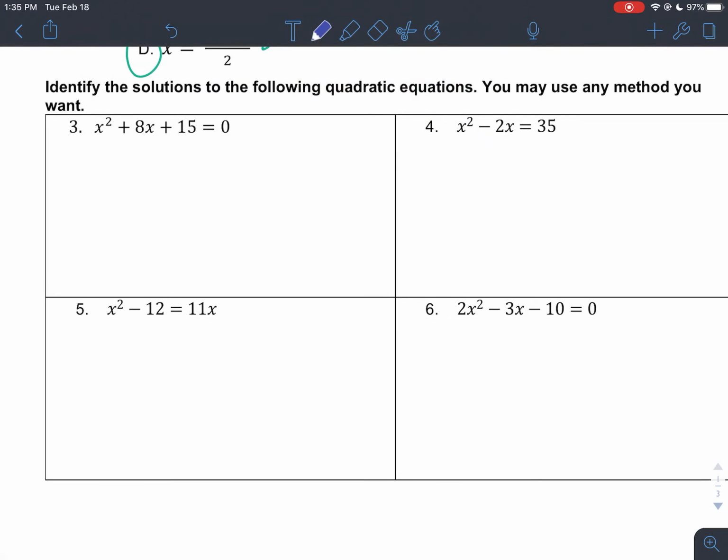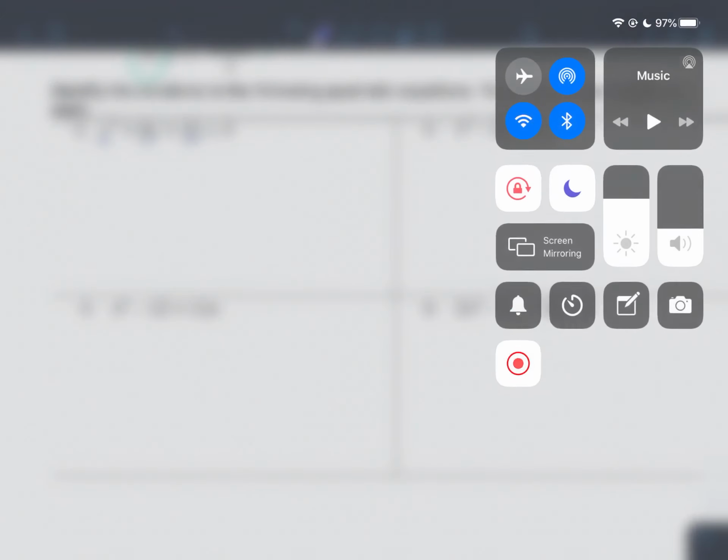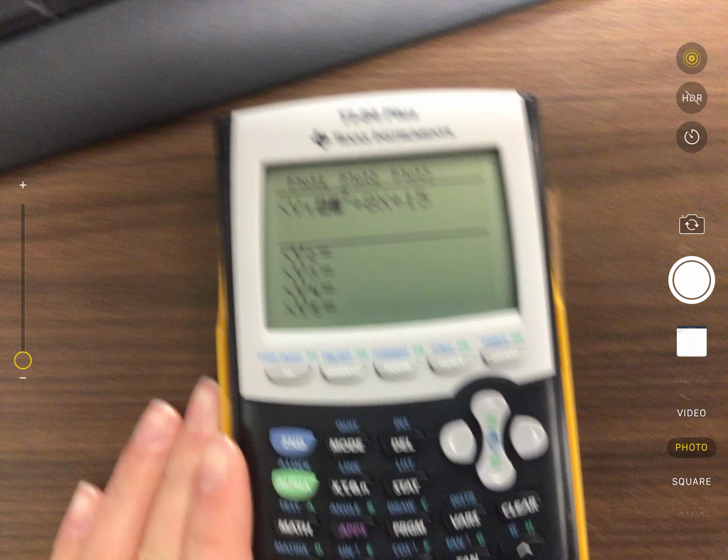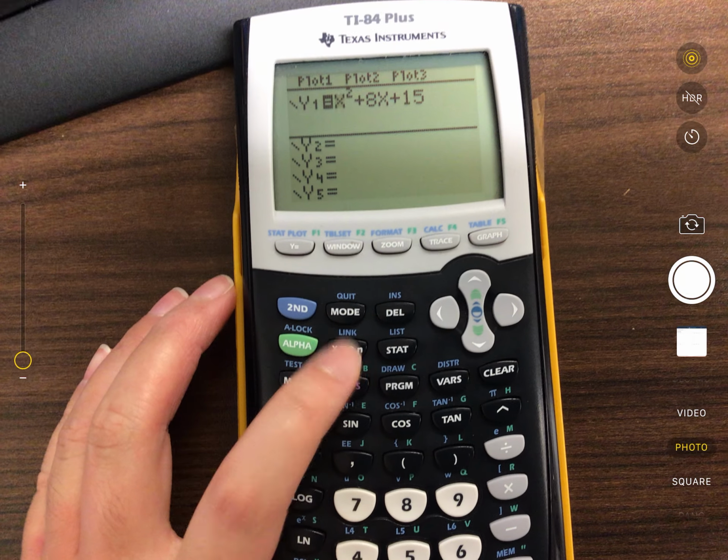On these next few problems, it says you can use any method you want to solve these quadratic equations. So taking a look at number 3, first we need to check to make sure it's in standard form, meaning that everything is set equal to 0, and I have my x squared, then x, then my number. From here, we can go ahead and plug it into y equals and solve for our x-intercepts.